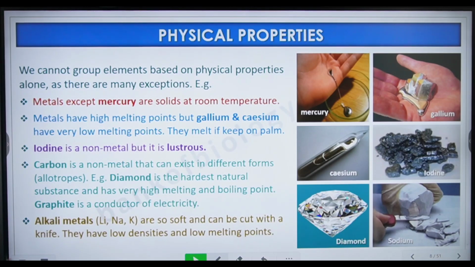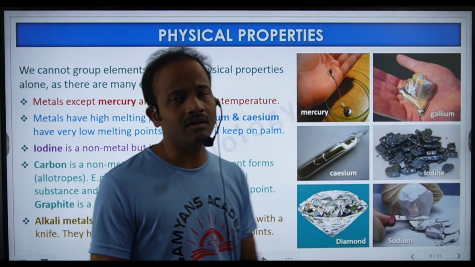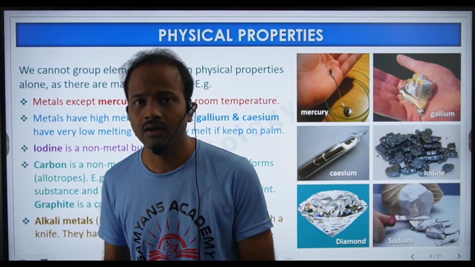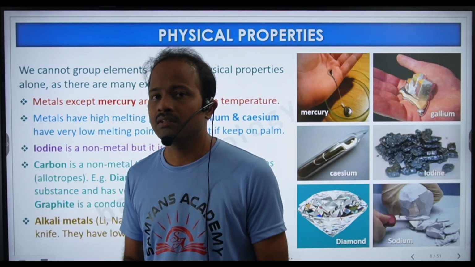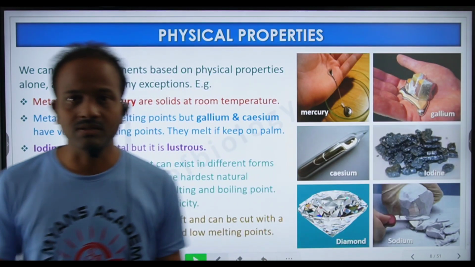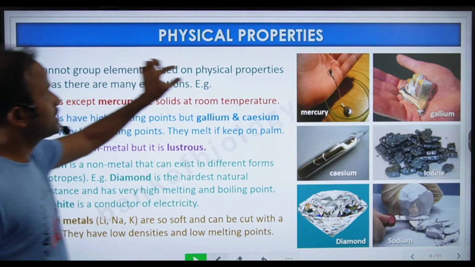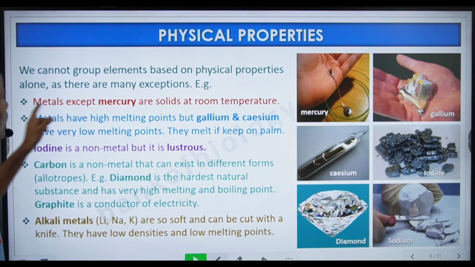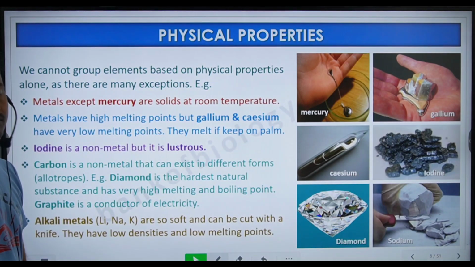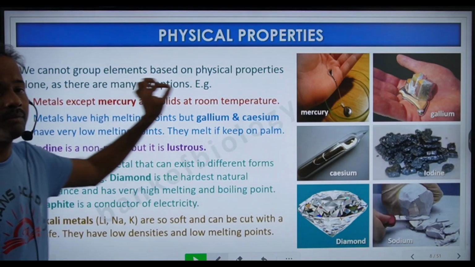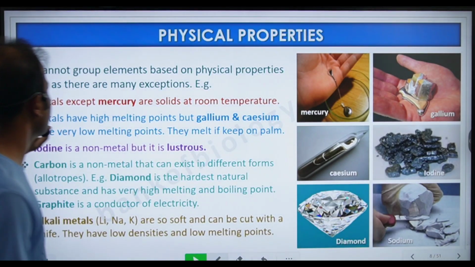We cannot group elements based on physical properties alone, as there are many exceptions. By seeing a physical property, we cannot consider that all metals show this property, as some exceptions also exist. Using physical properties, we cannot decide which one is a metal and which one is a non-metal. You have to remember those exceptions. What are the exceptions we have here?